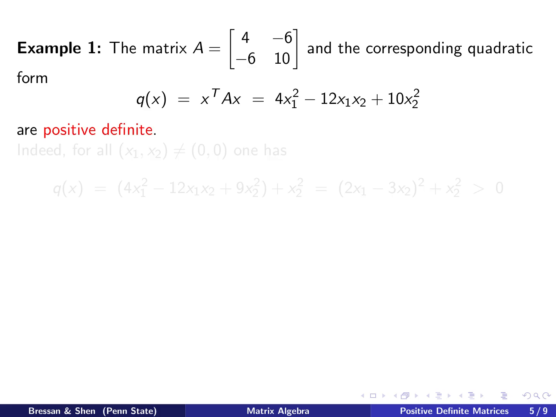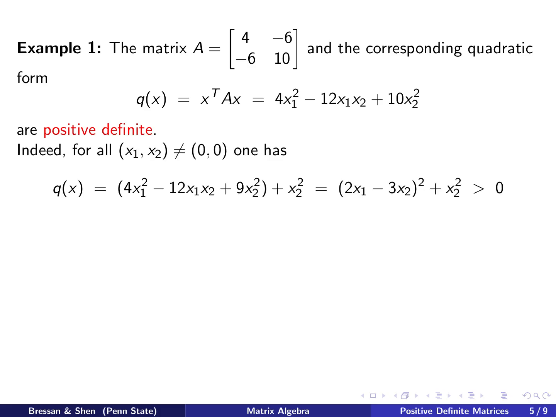Can we show that this matrix or this quadratic form is positive definite? Well, indeed, we can show the quadratic form directly by manipulating the quadratic form into the sum of two terms, which both are positive.